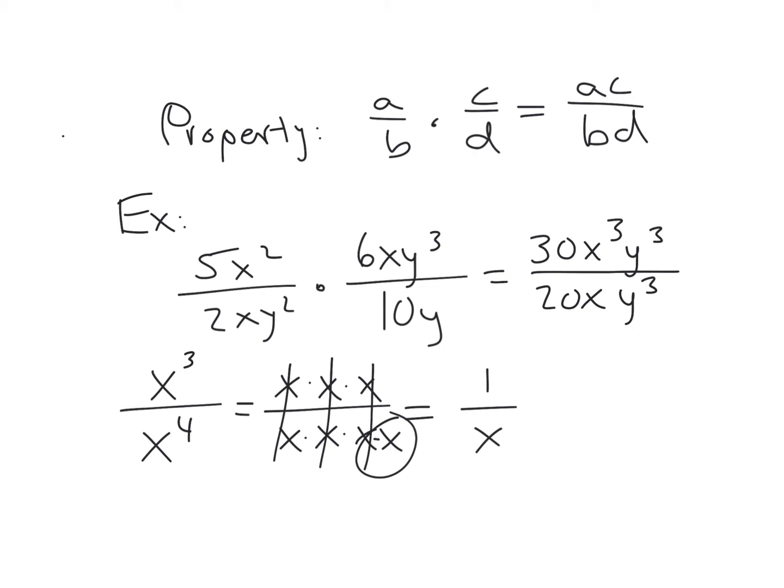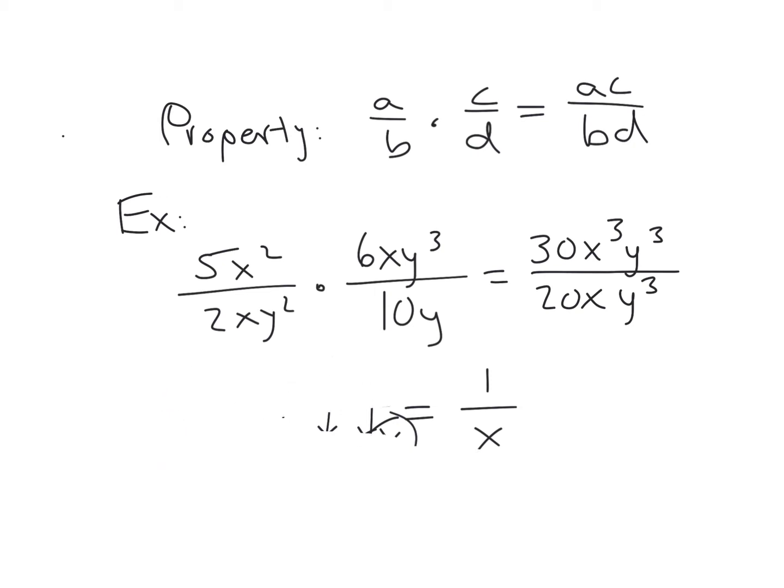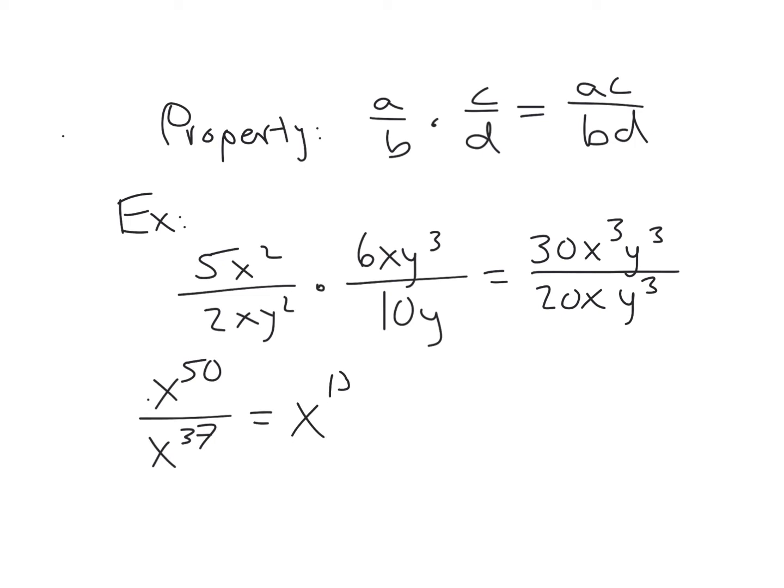I encourage you to get used to the idea of doing top minus bottom, subtracting. Because if I say something like x to the 50th power over x to the 37th, I'm sure you don't want to write 50 x's and 37 x's. You're just going to want to write, what's 50 minus 37? Well, that would be x to the 13th power. So try to get good with subtracting versus writing it all out. It will definitely save you in the long run.